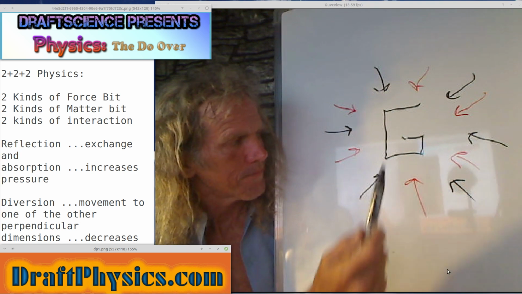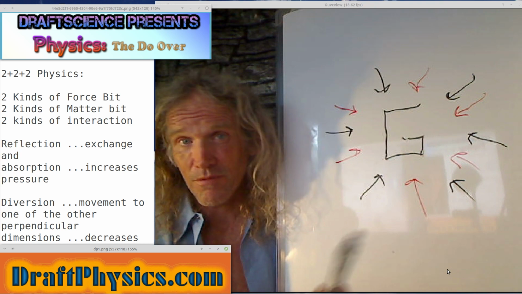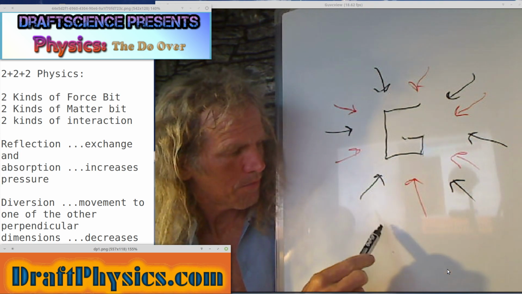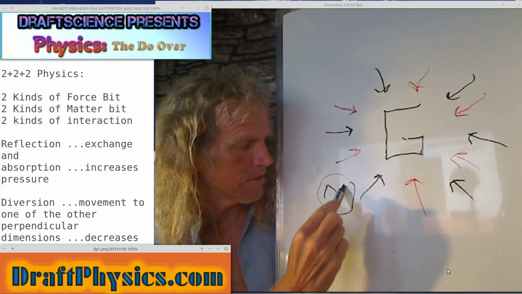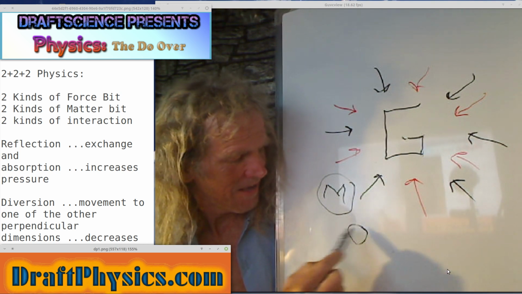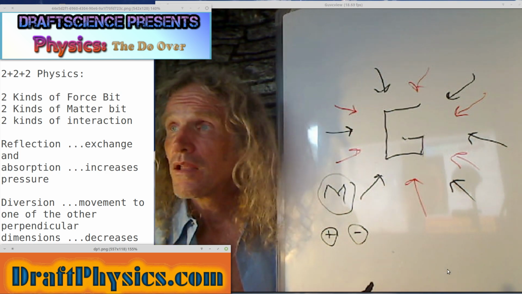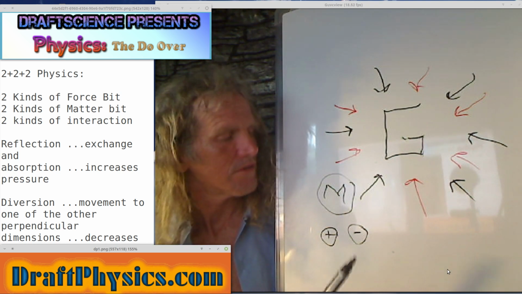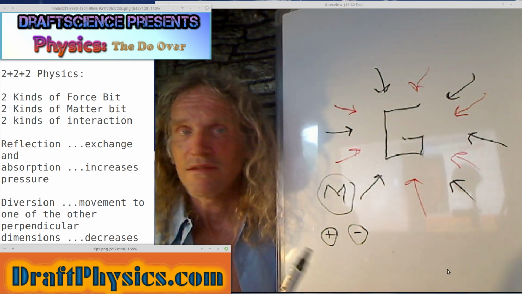So, gravity. You have to understand first that there are two kinds of force. There's the electron force, the proton force, the plus force, the minus force. And we're really just talking about what happens to matter bits, bits of electrons or protons. That's what matter has to be made of, electrons and protons. And those are the plus and the minus, the red and the black, the elements. And that's all there really are. So it's 2 plus 2 plus 2 physics. There's two kinds of force, two kinds of matter, and two kinds of interactions.